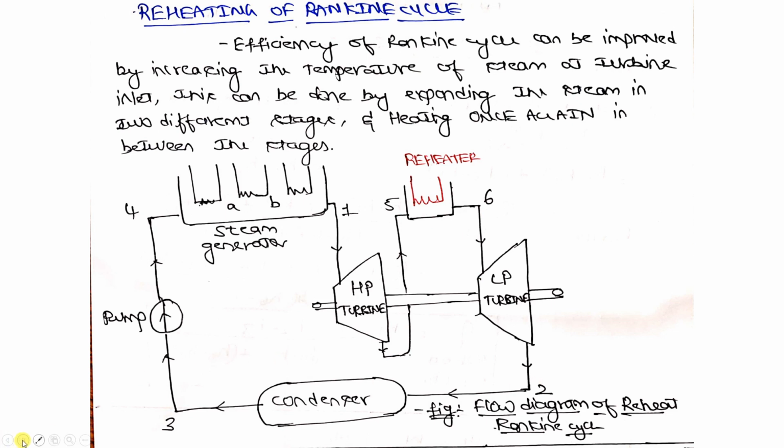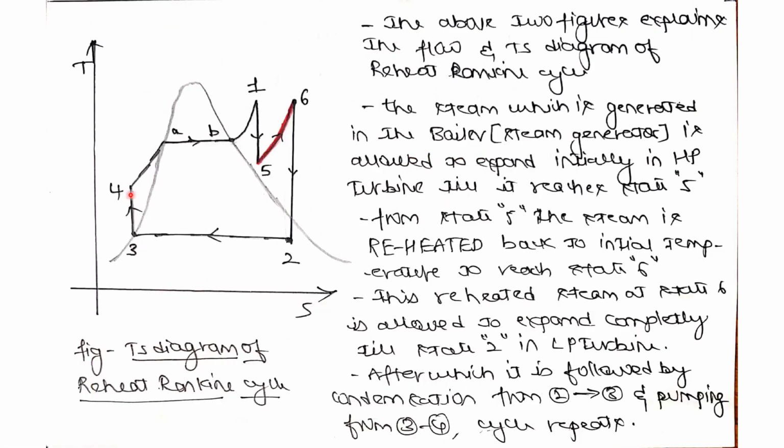Let us have a look at the TS diagram. This is the TS diagram of the reheat Rankine cycle. As explained earlier, 1 to 5 is expansion in the HP turbine, and then you are reheating from 5 to 6 using a reheater. At state 6, the temperature is almost similar to the initial temperature at state 1. Again you are expanding from 6 to 2 in the LP turbine. That means there are two turbine work outputs. To calculate the net turbine work output, you should add the work done from 1 to 5 as well as the work done from 6 to 2. Clear?